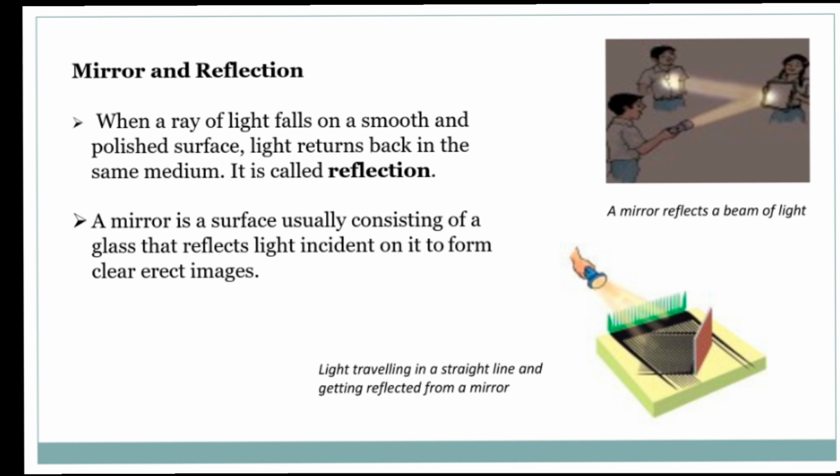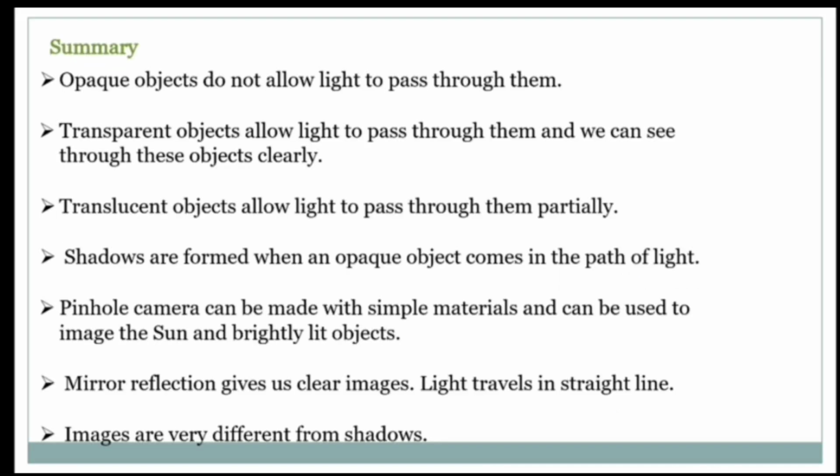A mirror is a surface usually consisting of glass that reflects light incident on it to form clear erect images. Summary: opaque objects do not allow light to pass through them.